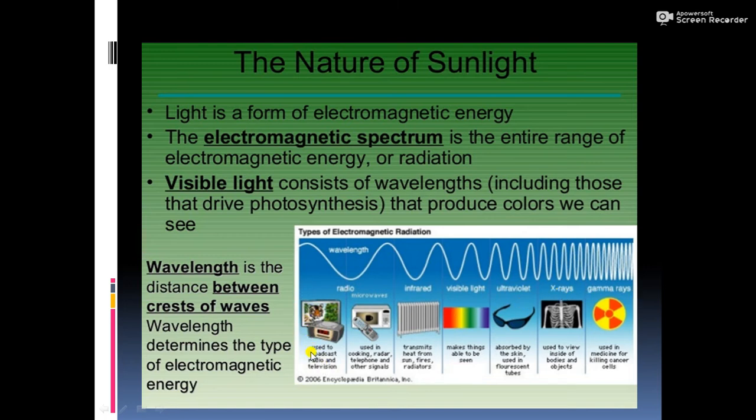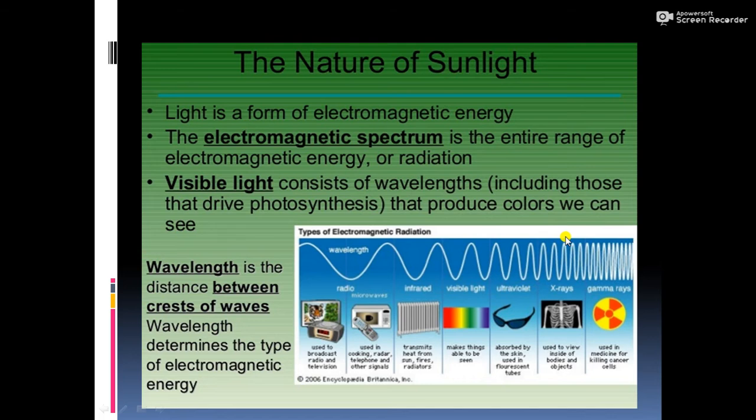Radio wavelength light is used to broadcast radio and television. Microwave is used in cooking, radar, telephone and other signals. Infrared transmits heat from the sun, fires and radiators. Visible light makes things able to be seen. Ultraviolet is absorbed by the skin and used in fluorescent tubes. X-rays are used to view inside of bodies and objects. Gamma rays are used in medicine to kill cancer cells.